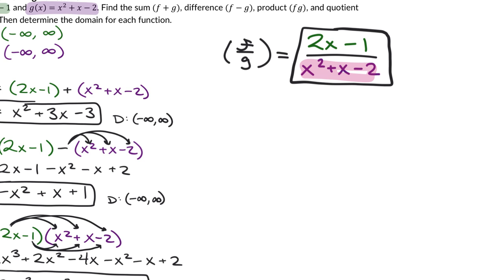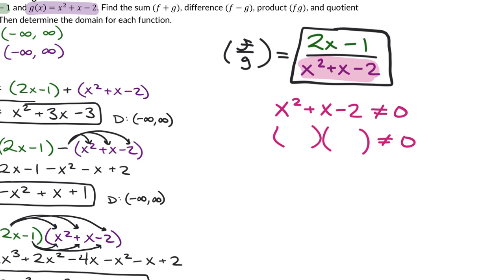Not equal to 0. So I'm going to have to take this stuff that I just put in the denominator and make sure that I don't make it equal to 0. I have to provide that restriction. Okay, I've got a quadratic not equal to 0. How do I solve a quadratic? Factor it.